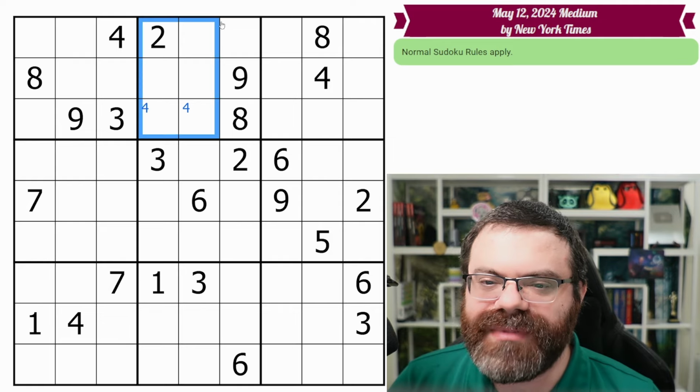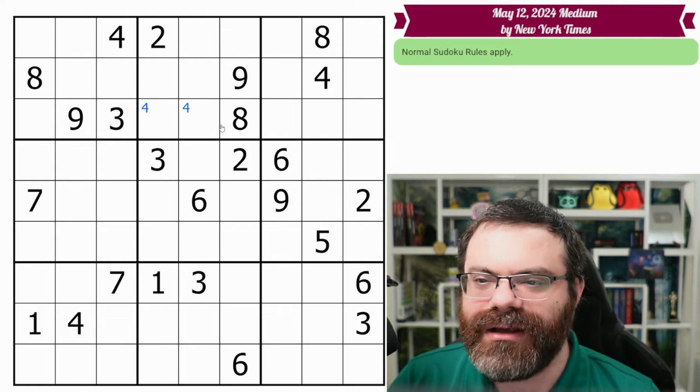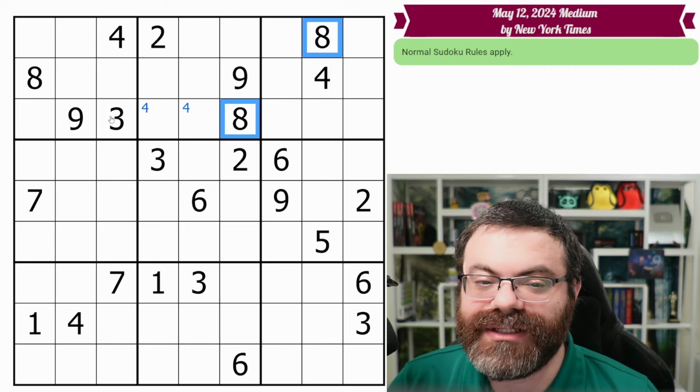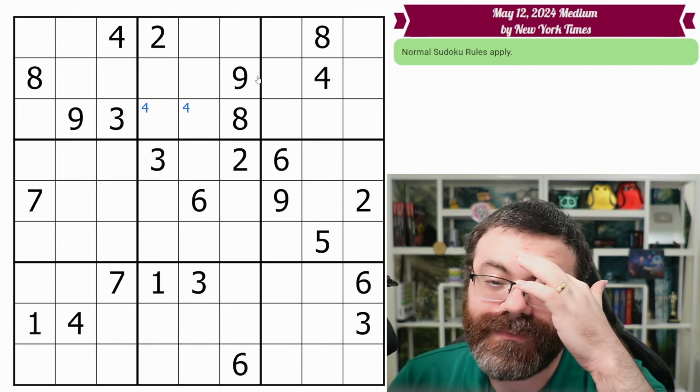So corner marks will always be box centric. They will be the list of cells that digit can go in. All right, we also have this 8. We do have 2 8s here, but we also have a third 8, so not helpful. We already know where all 3 8s go.